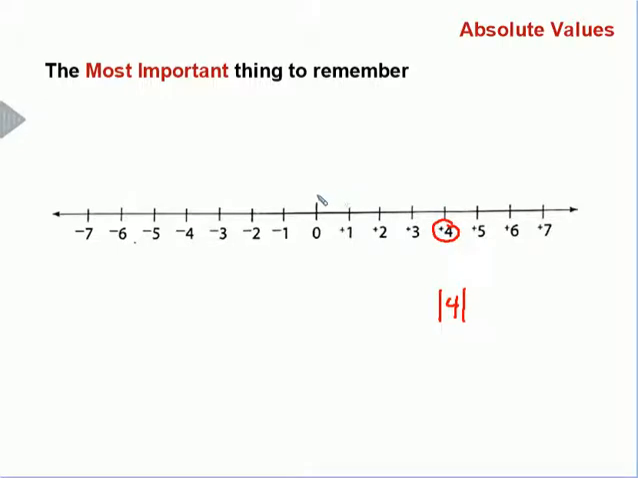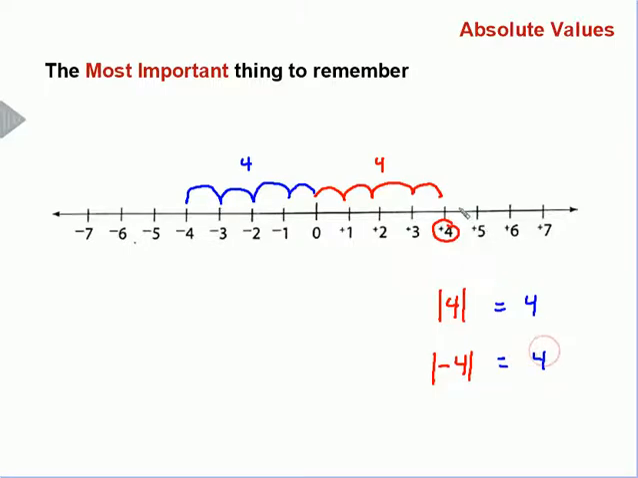Well, the absolute value of 4 is 1, 2, 3, 4. It is 4 spaces away from 0. It is 4 whole number spaces away from 0. Similarly, the absolute value of negative 4 is going to be, we'll use different colors, 1, 2, 3, 4. So the absolute value of 4 is 4, and the absolute value of negative 4 is also 4. That is what's going to get us through the rest of this lesson.